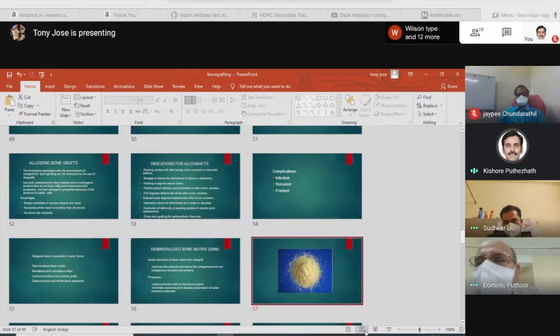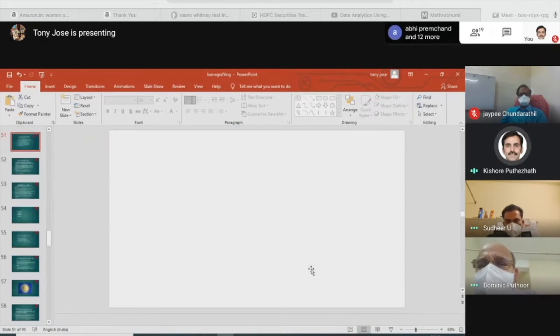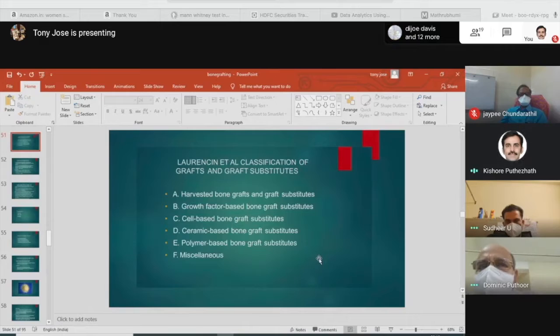Then we have ceramics and polymers. Ceramics are in general silica. Then we have polymer-based absorbable and non-absorbable bone substitutes. I don't know the commercial names of these. Miscellaneous substitutes are generally taken from sea animals or something having properties similar to normal bone. For them also, I don't know any commercial products.